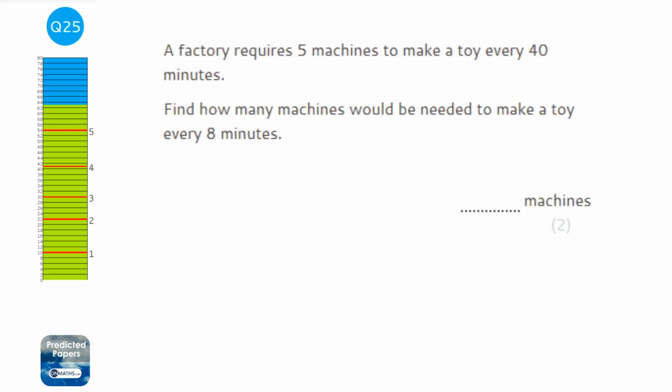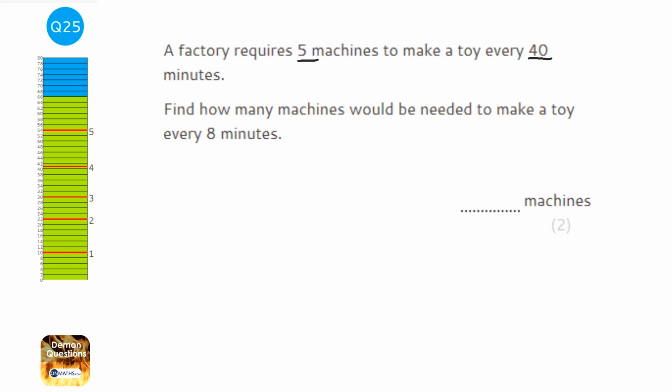Okay, so in this question, you might think that to get the answer to this, you do 40 divided by 5 to get 8, so you divide that by 5 and you get one machine. The problem is that doesn't make any sense. If 5 machines take 40 minutes to make a toy, then what, one machine's going to do it in 8 minutes? It just doesn't make sense. And a question like this, where if one increases, the other decreases, is an inverse proportion question.